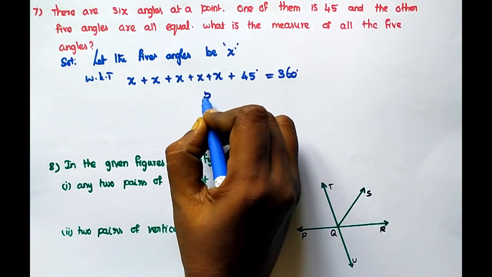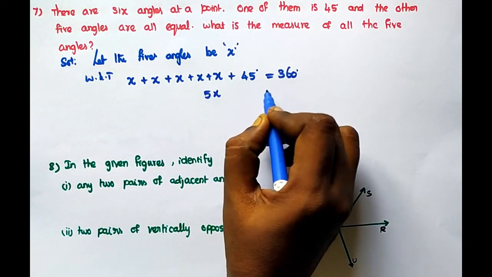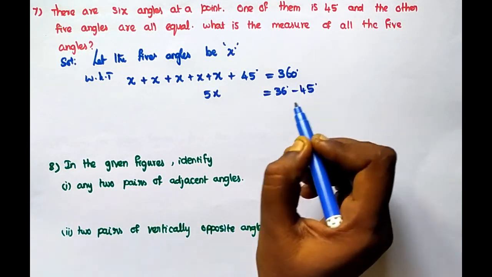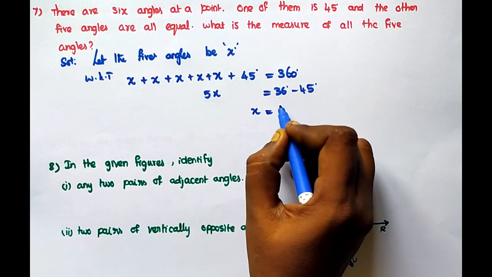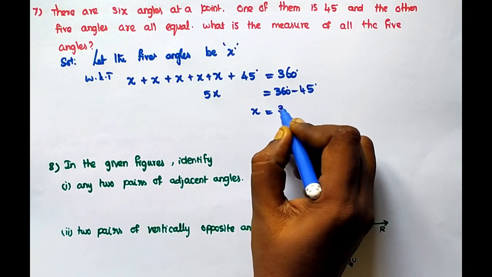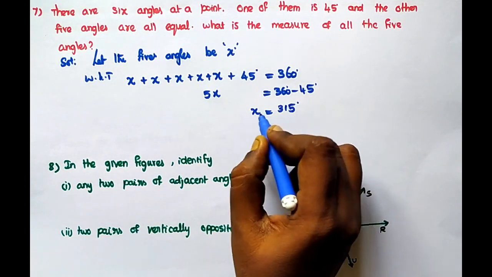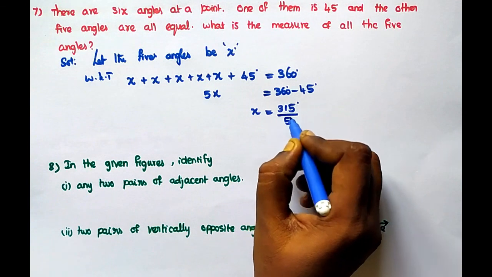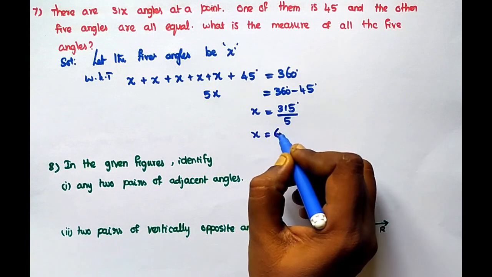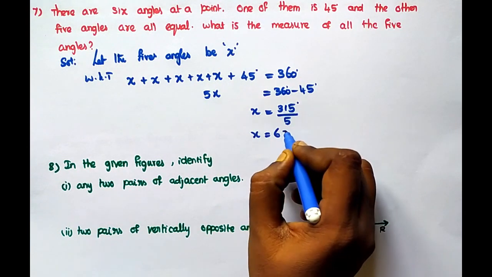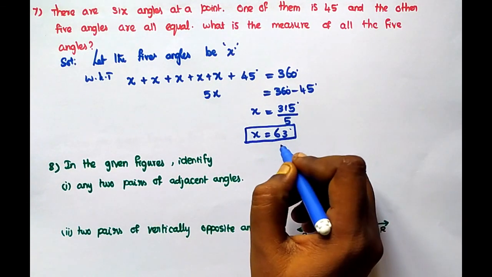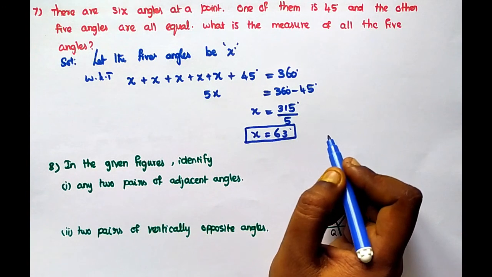Now add this, means 5x equal to 360 minus 45. So x equal to 360 degree minus 45, 315 degree. Here 5 is in multiplication, so division. X equal to 315 divided by 5, 6 fives are 30, balance 15, 3 times. So 63 degree is the answer. Next one.